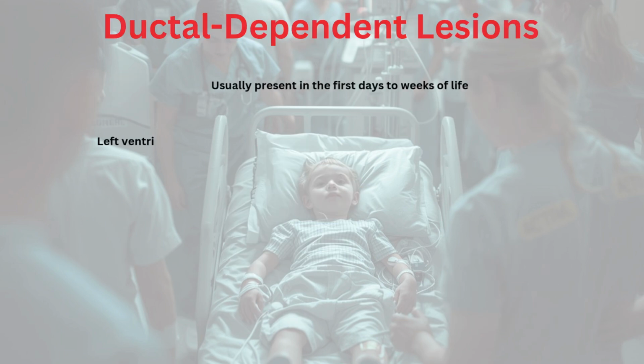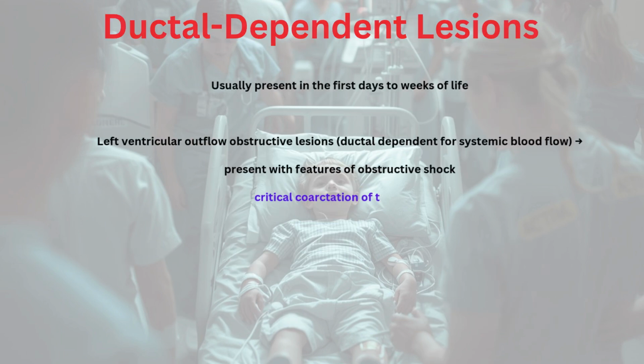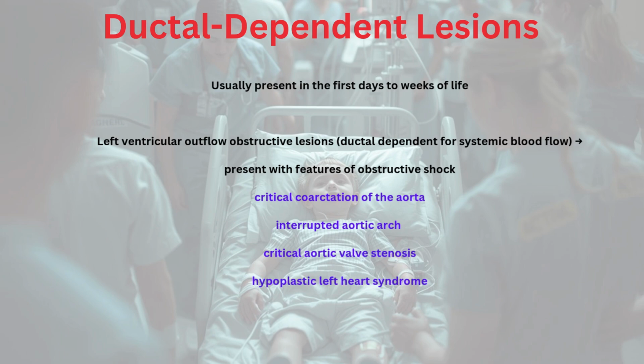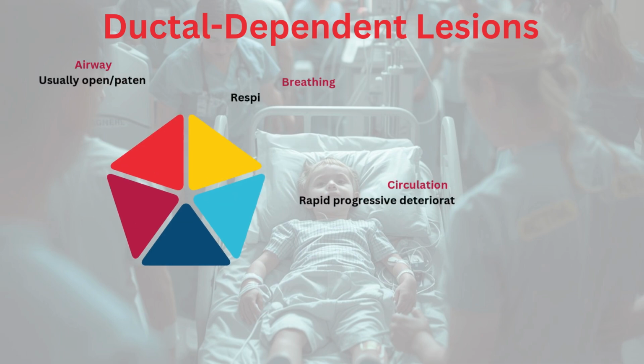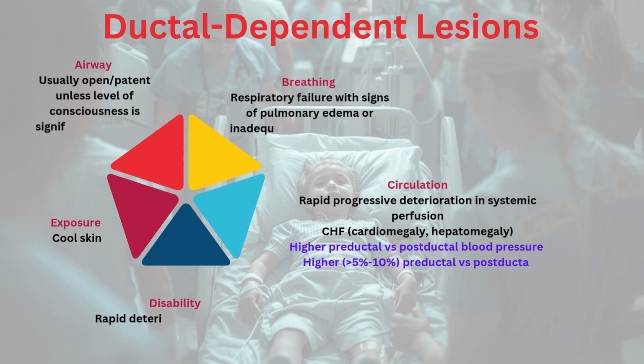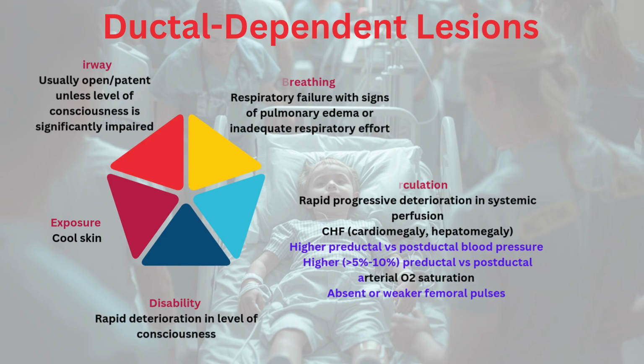Obstructive shock in neonates is often due to ductal-dependent lesions, like critical coarctation of the aorta or hypoplastic left heart syndrome. These present in the first days to weeks of life as the ductus arteriosus closes. Look for a higher preductal versus postductal blood pressure or oxygen saturation gradient, and absent or weak femoral pulses.